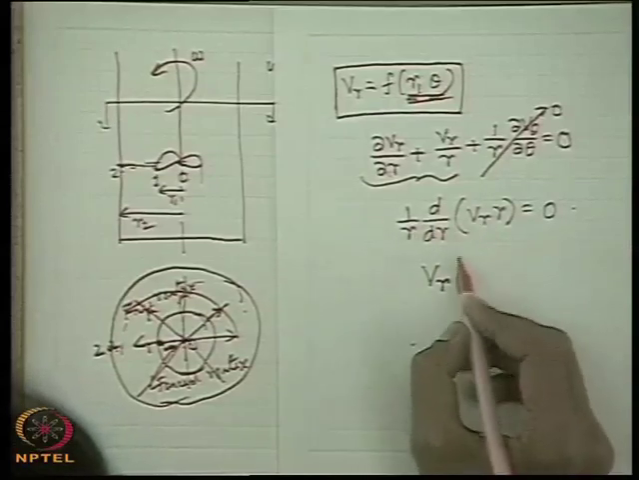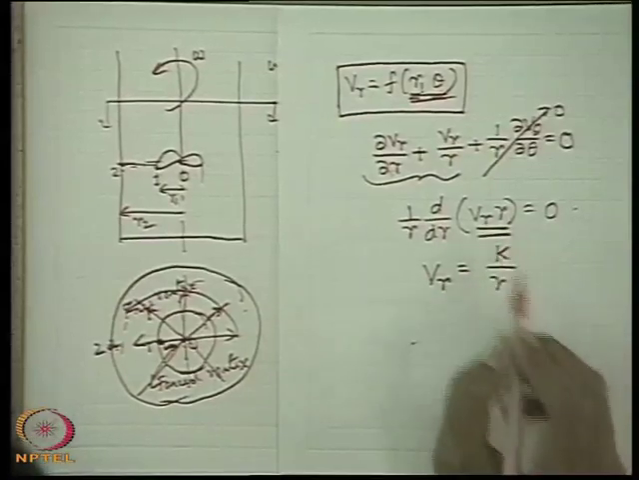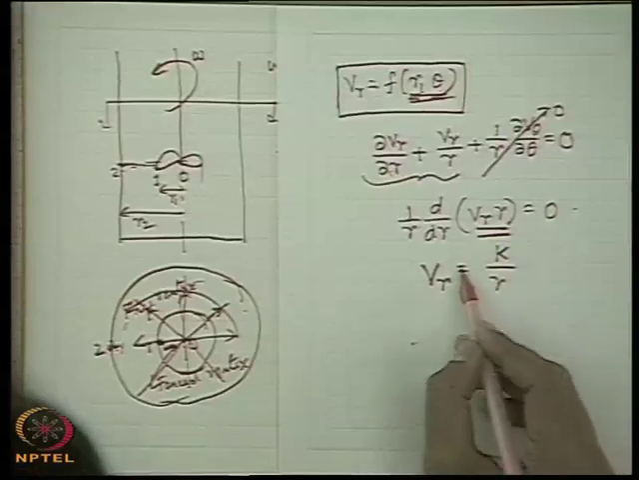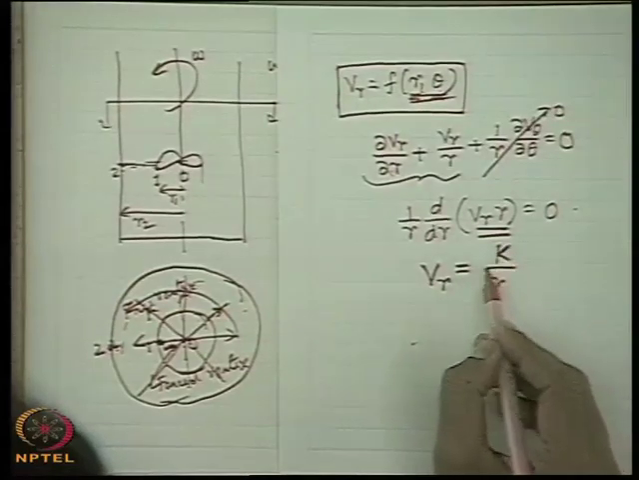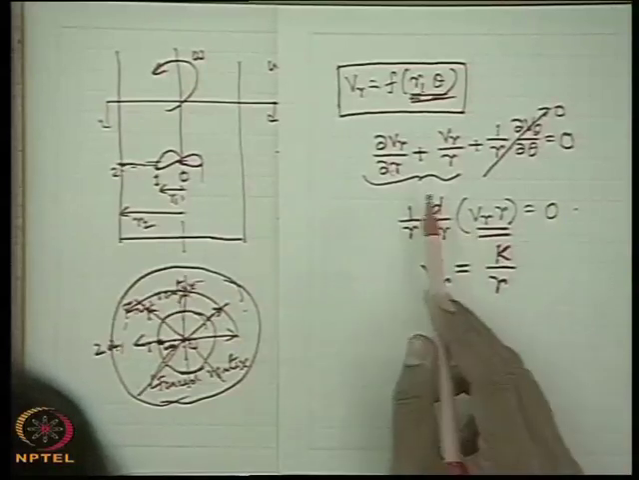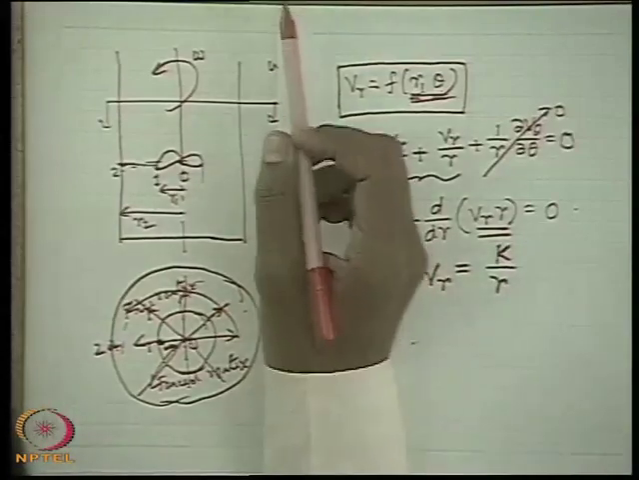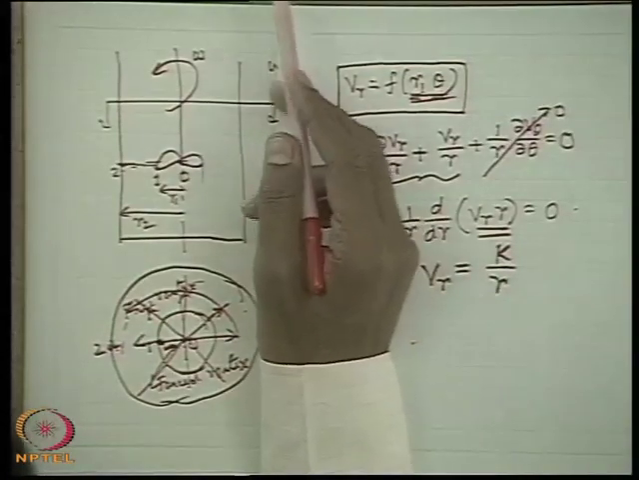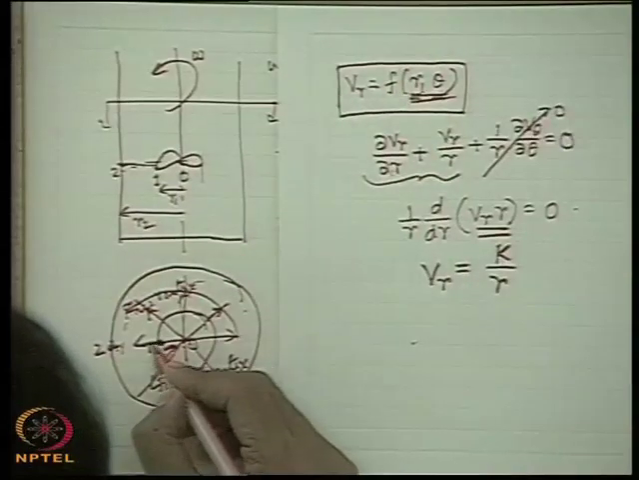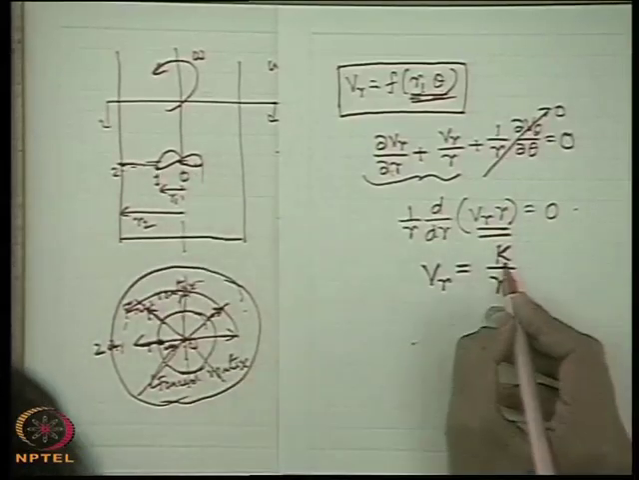Which tells that Vr into r is equal to a constant, let us say k. So from the continuity equation we see that Vr is equal to some constant divided by r. So the next job is very simple. It is given that the outward radial flow velocity is 1 meter per second at the periphery of the wheel. That means at this point the radial velocity is 1 meter per second. So we can find out the k.